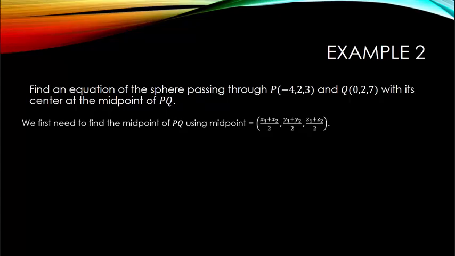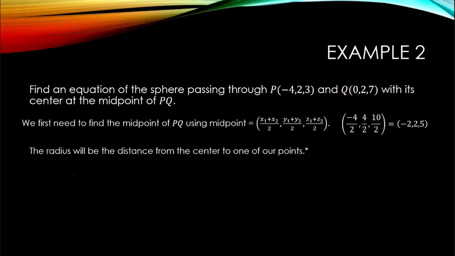The midpoint of a line segment is given by the ordered triple (x1 plus x2)/2, (y1 plus y2)/2, and (z1 plus z2)/2. For our points P and Q, this midpoint is given by -4 over 2, 4 over 2, and 10 over 2, or the ordered triple (-2, 2, 5).